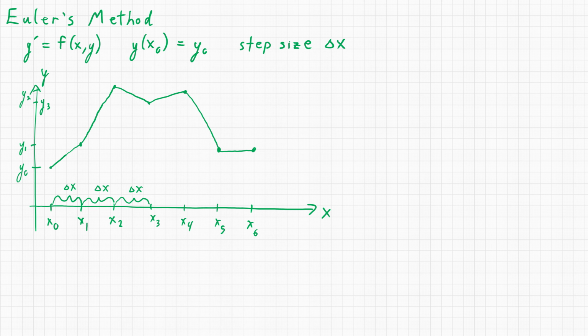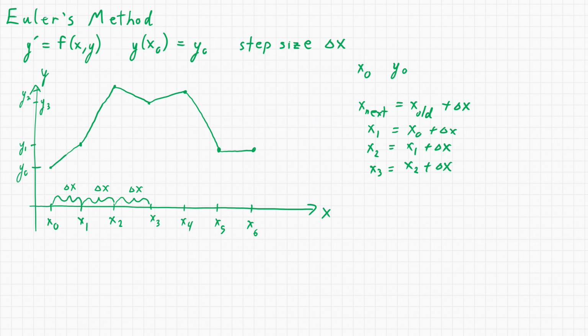And so the way we calculate these lines is, we start with x0 and y0. To get to x new, that's going to be x old, x previous, plus delta x. And so x1 is equal to x sub 0 plus delta x. x2 is equal to x sub 1 plus delta x. So on and so forth. x3 is equal to x sub 2 plus delta x. So you just keep incrementing by delta x.